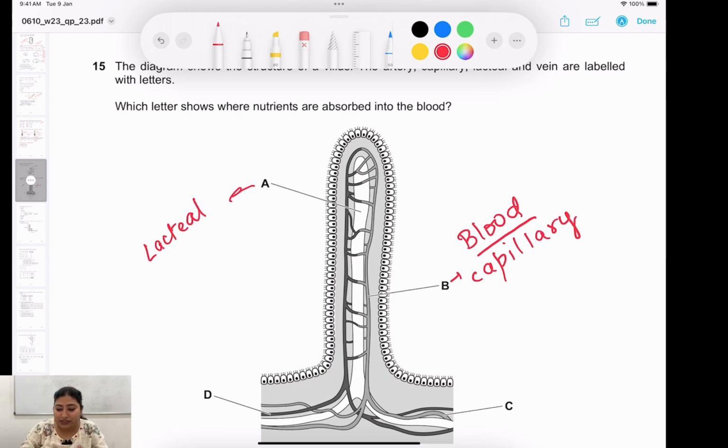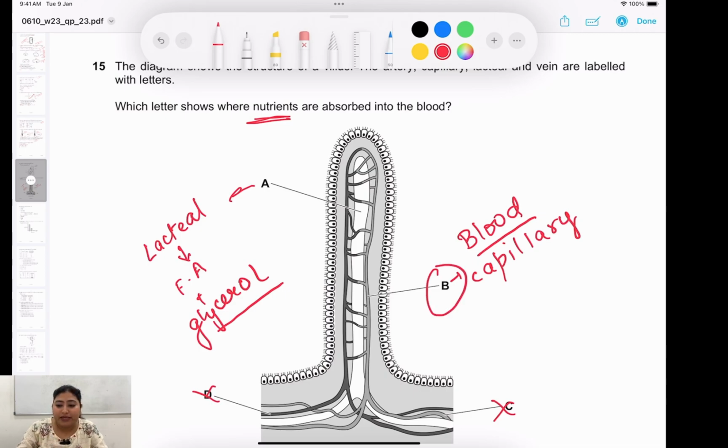So C and D cannot be the answer for sure. The answer is from A and B. Now it is asking you about the nutrients. It is not specifically mentioning fatty acids and glycerol, because lacteals absorb basically fatty acid and glycerol, and there is no such mentioning of these words in the question. So the correct answer is B. B is the blood capillary which absorbs mainly your glucose and the other nutrients.